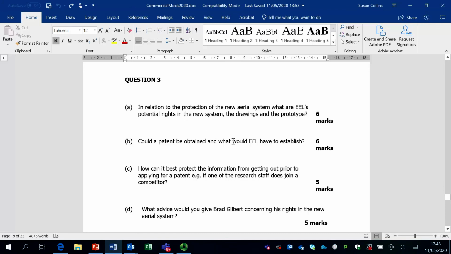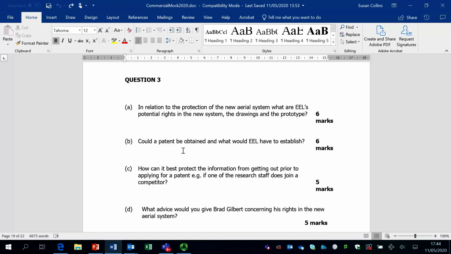B is asking about patents. Could it be obtained and what would they have to establish? That's basically here you'd need to talk about the 4 elements, obviously. Novelty, inventive step, industrial application, and not excluded. Here the key thing is the state of the art for novelty, and whether this would be obvious in terms of an inventive step. Is it the obvious next step to an uninventive technician, knowing everything about aerials but with an inventive blind spot?